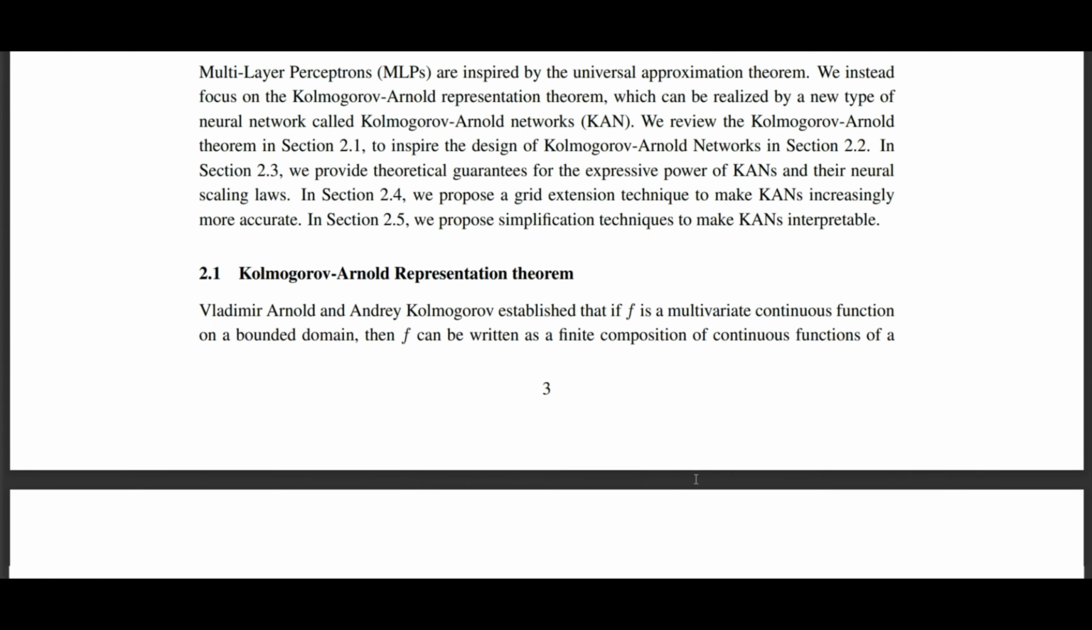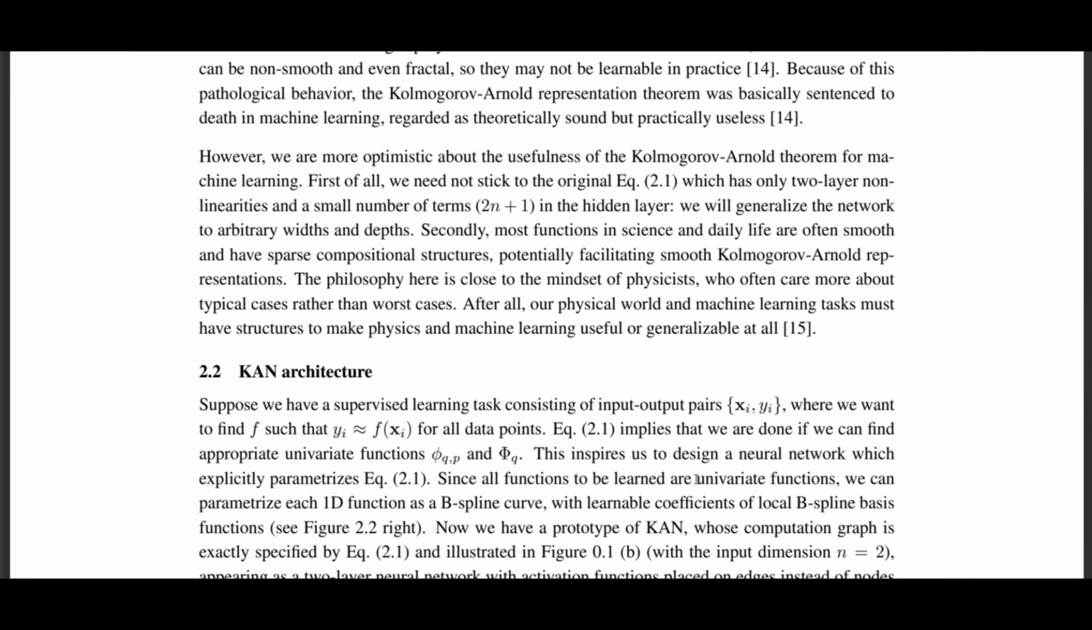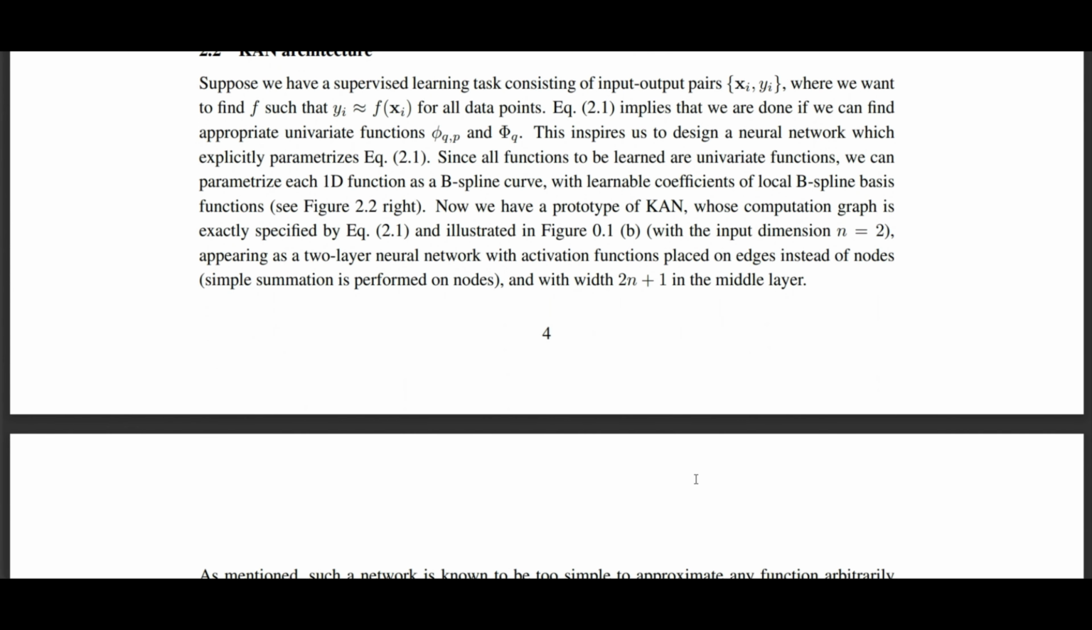I know most of you will ask, what is the Kolmogorov-Arnold representation theorem? Well, it was introduced by the two guys in the name. Vladimir Arnold and Andrei Kolmogorov established that if f is a multivariate continuous function on a bounded domain, then f can be written as a finite composition of continuous functions of a single variable and the binary operation of addition. In a sense, they showed that the only true multivariate function is addition, since every other function can be written using univariate functions and sum.